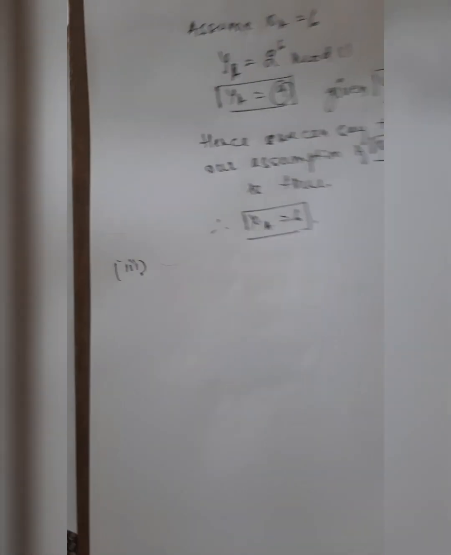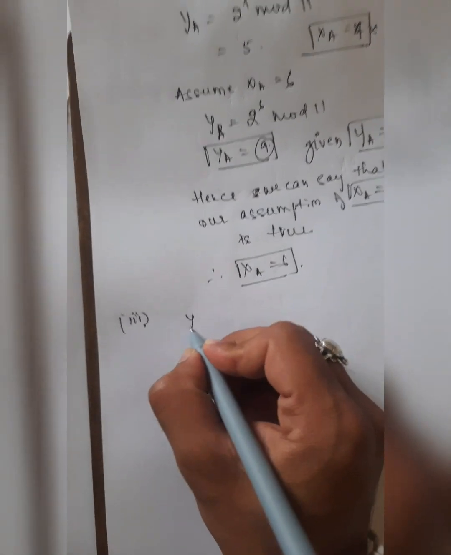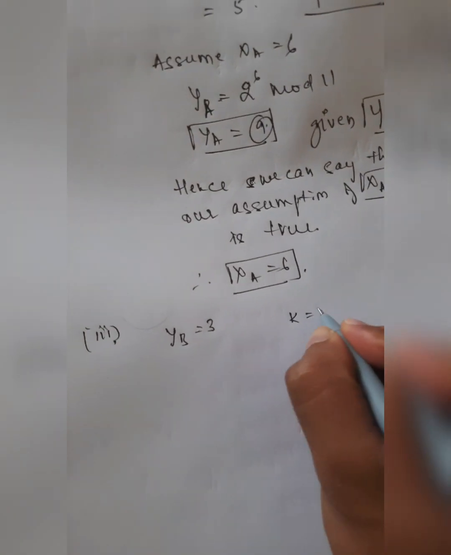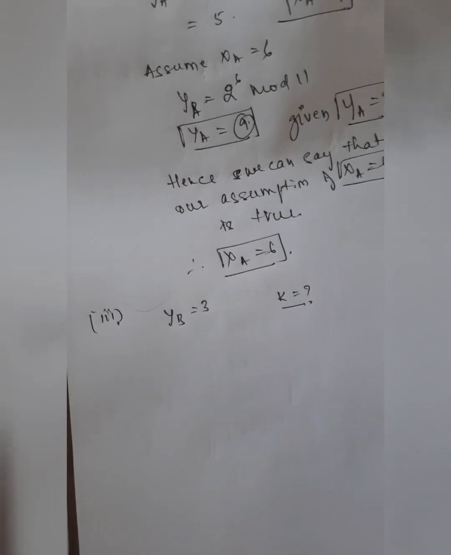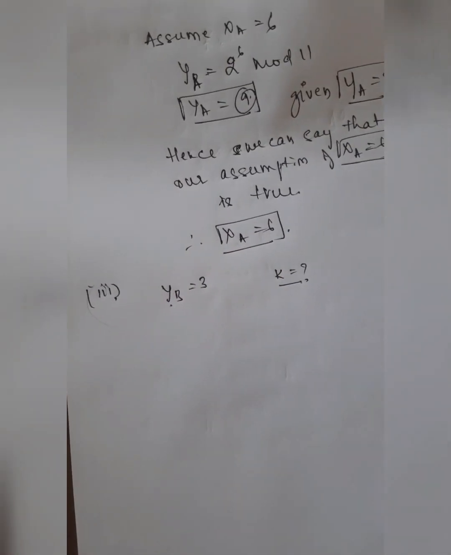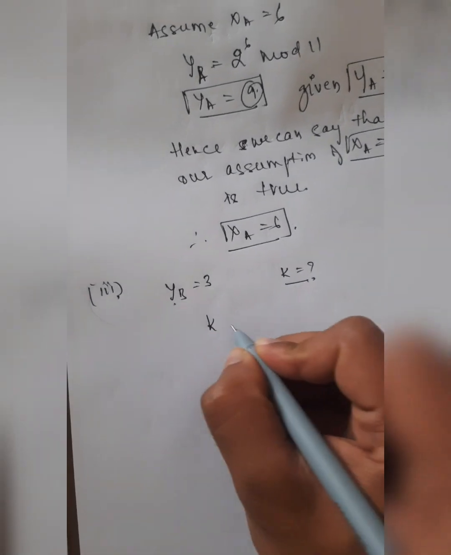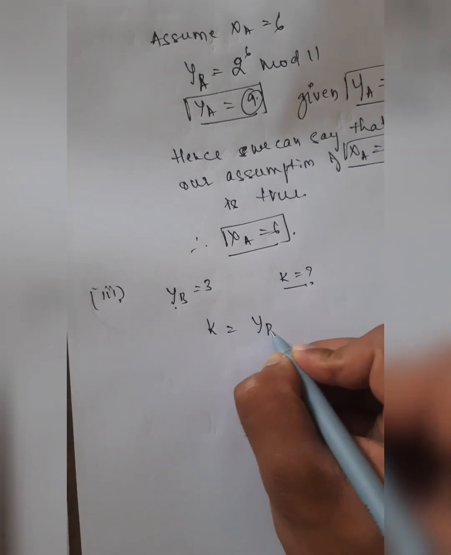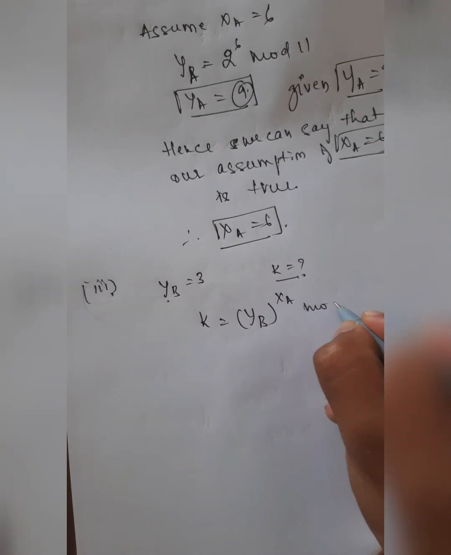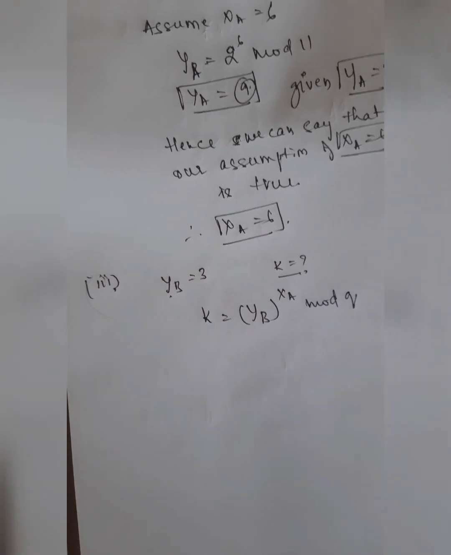Third question. Let us answer the third question. What is the third question? The third question says that I have been given yb is equal to 3, and what is the secret key k? I have to find k which is shared, that is yb only. Yb's k I have to find. Okay, to calculate k we have a formula. K is equal to yb to the power xa modulus of q, correct?